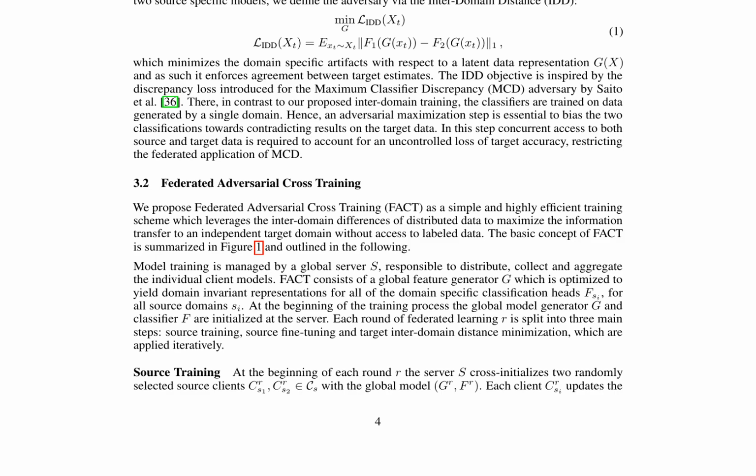The authors' approach is inspired by adversarial learning strategies and the maximum classifier discrepancy (MCD) adversary. However, FACT differs from MCD in that it does not require concurrent access to both source and target data, making it suitable for federated learning applications. The proposed method is simple, efficient, and can be applied to various domains, including medical imaging, where multi-institutional collaborations are common.